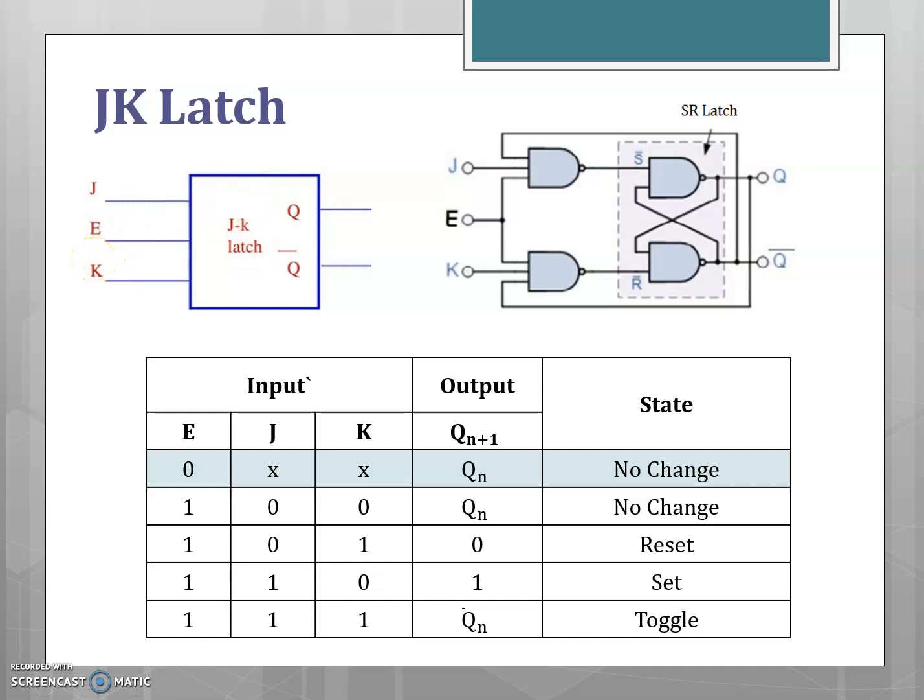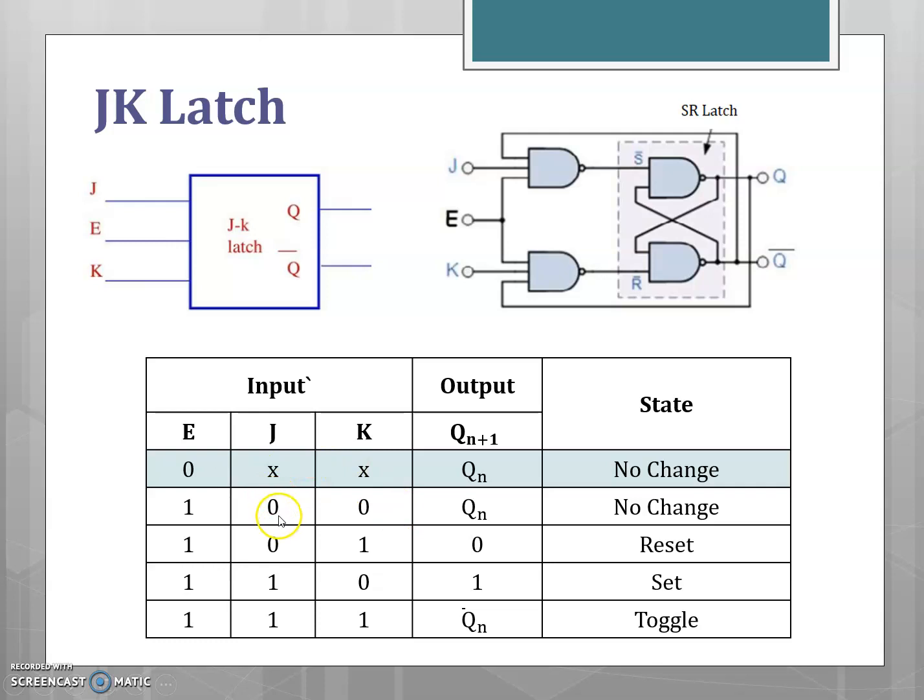And the operation of the JK latch can be described using the characteristic table. Here the enable signal controls the operation of the latch. Whenever the enable is equal to 0, irrespective of J and K values, there is no change in the output and it remains in the same state. And when enable is equal to 1, depending upon the values of J and K, the output changes.